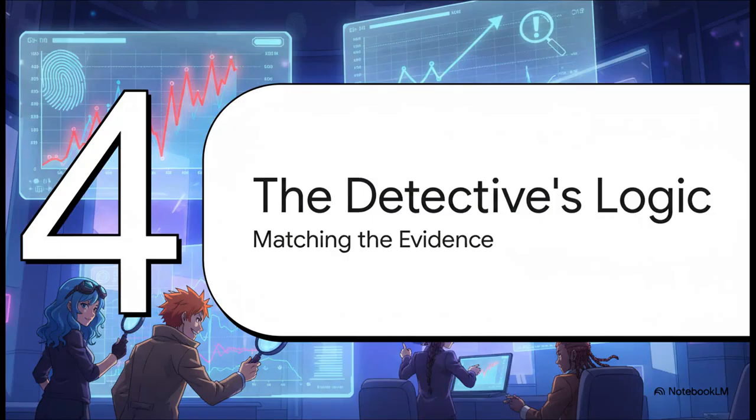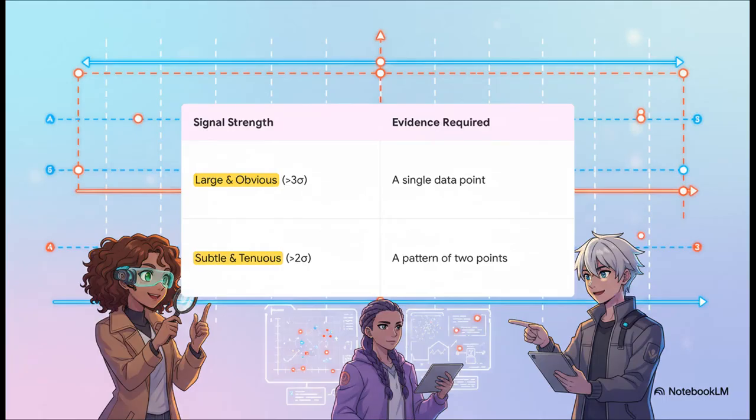Okay, so let's tie all of this together with the core principle of being a good data detective. And it all comes down to this: matching the strength of your evidence to the size of the signal. What's so cool about this is how the logic scales. So to detect a huge, obvious shift in your process, a signal that pushes a data point way out beyond 3 sigma, you only need one piece of evidence. That single point is enough to say, hey, something's up.